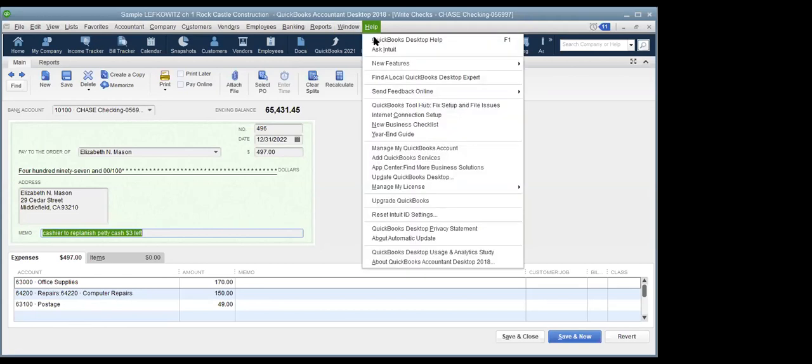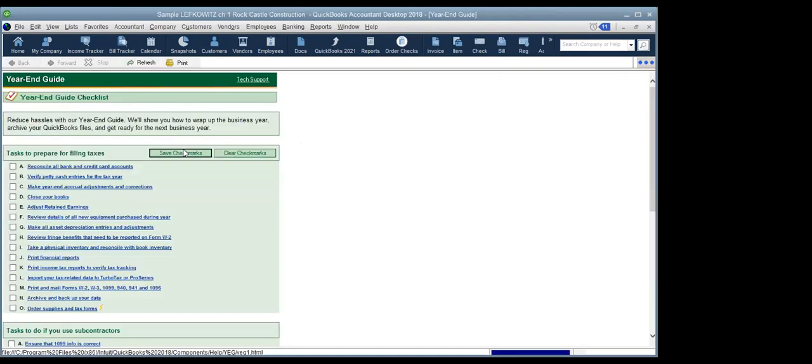You go to help, year-end guide. So we did A and we did B. A, reconciliation of all bank and credit card accounts. It could take much longer than what I just did. And verify the petty cash entries for the year. Make the year-end accrual adjustments. And you still have to review details of the new equipment to make sure what you purchased, and make all assets depreciation and adjustments entries.